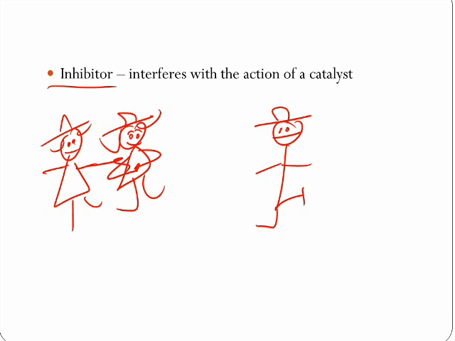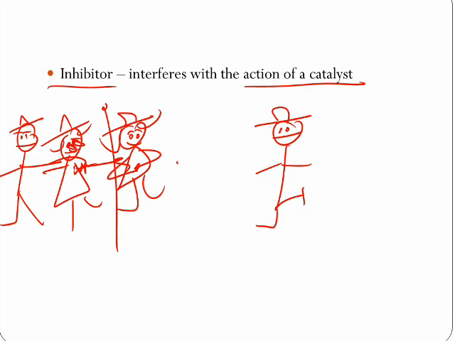But an inhibitor will interfere with the catalyst. It doesn't interfere with you, it interferes with the catalyst. Maybe the inhibitor is some other guy. He says, hey, catalyst, I think you're pretty swell. And the catalyst ignores you. She's inhibited by this inhibitor. So she never gets over to push you over to meet this guy. So the inhibitor stops the catalyst.